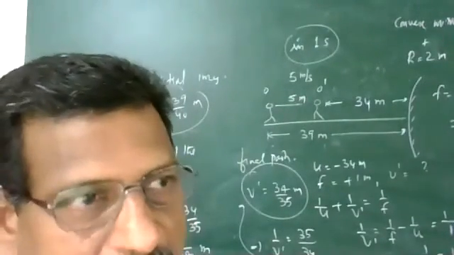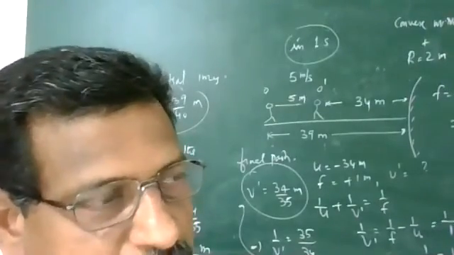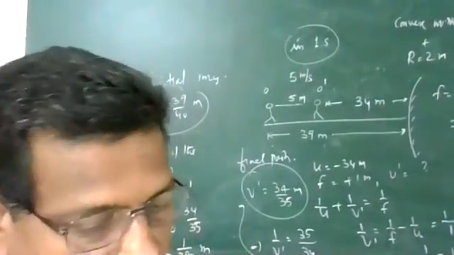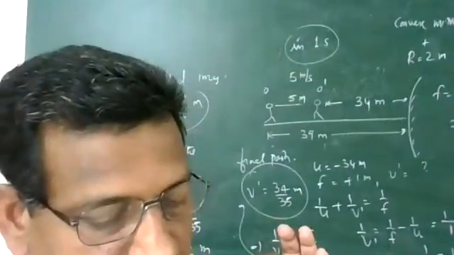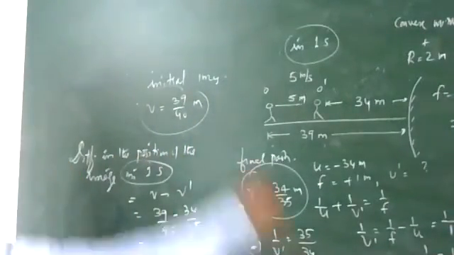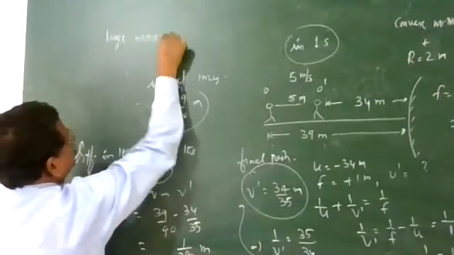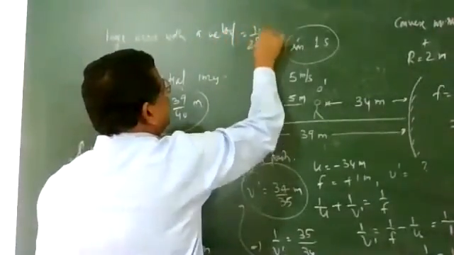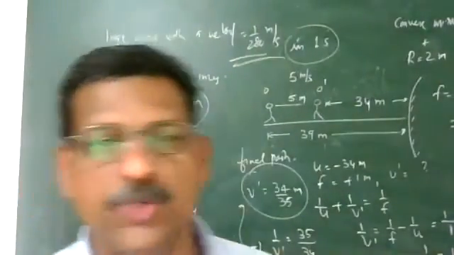1 upon 280 meter per second. The distance traveled by the image in 1 second is 1 upon 280 meter, so the speed is 1 upon 280 meter per second. And you are asked to find how fast the image of the person is moving. So the image moves with a velocity equal to 1 upon 280 meter per second.